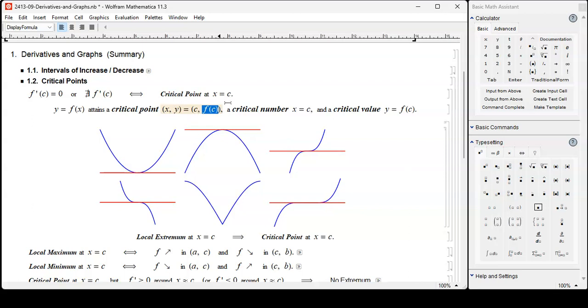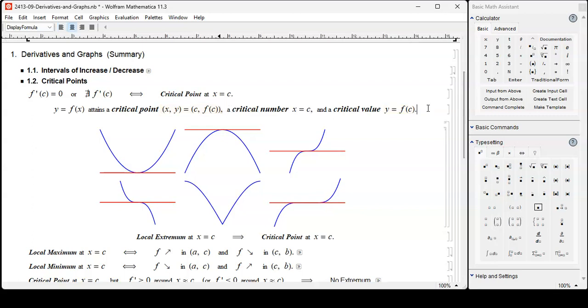This is important. So critical point at x equal to c, the x coordinate is something I'm going to emphasize. The x coordinate of the critical point, not the y coordinate. The y coordinate is not very important. Now some people separate those into the critical number, the x coordinate, and critical value, the y coordinate. So critical number is the x coordinate, critical value is the y coordinate. Put those together, then we have a critical point.